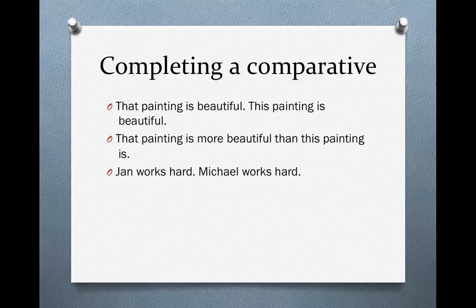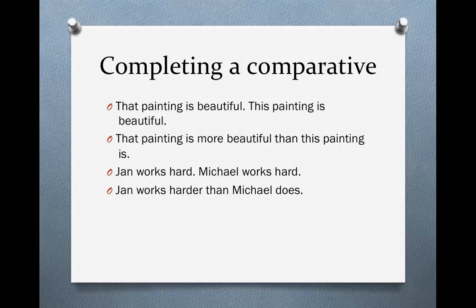Let's look at a different example. Now we're talking about Jan and Michael. They both work hard, but Jan works harder. So our sentence might look something like this. Jan works harder than Michael does. Again, does is optional. We don't have to put it, but sometimes we do.